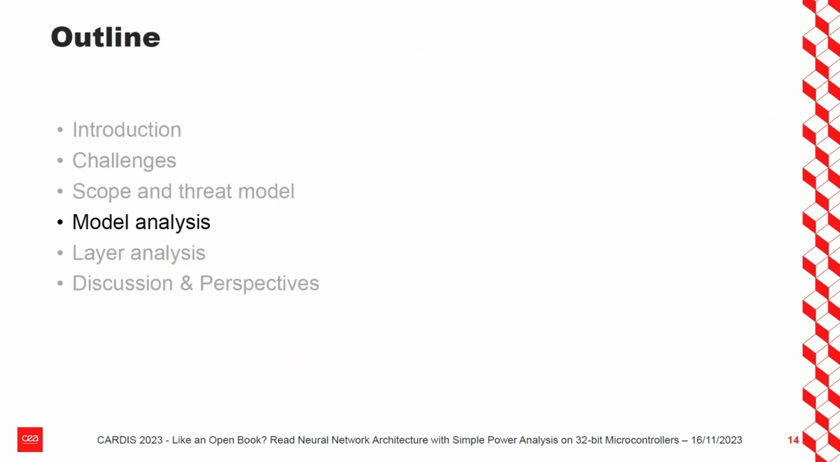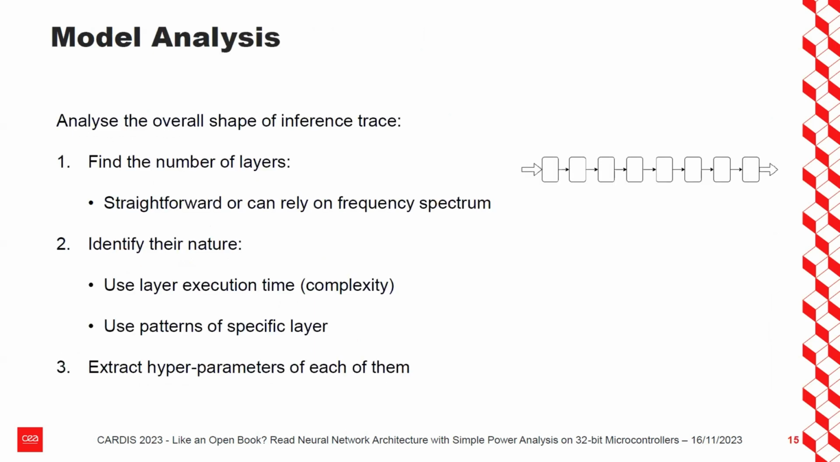So now let's jump into the model analysis properly. Starting from the overall shape of an inference trace, there are 3 steps for an attacker to recover the detailed architecture of the model. The first point is to identify the number of layers. This can be done pretty straightforwardly, simply with the naked eye. And in some more complex cases, an attacker could rely on frequency spectrum analysis.